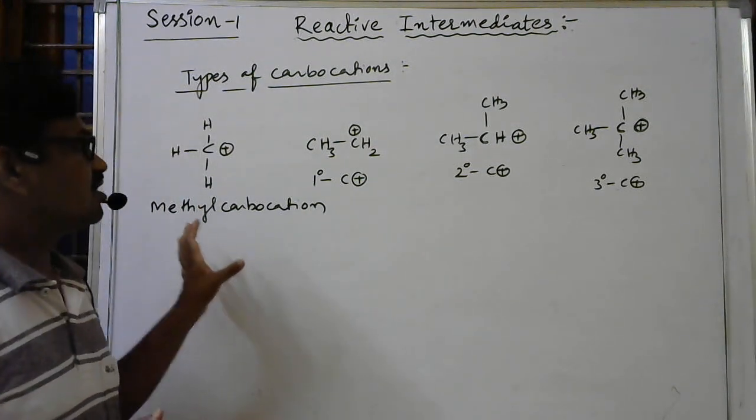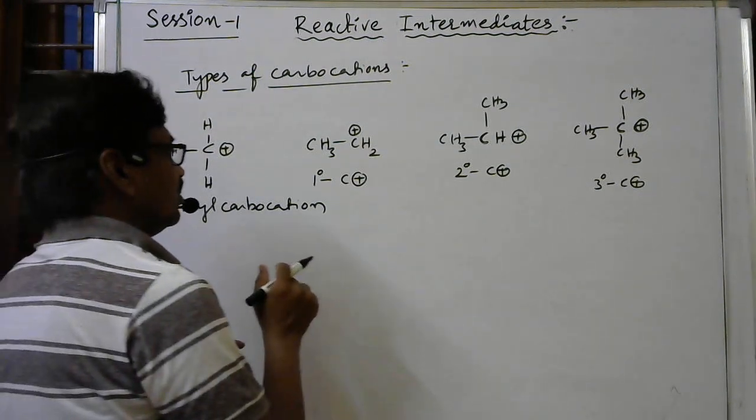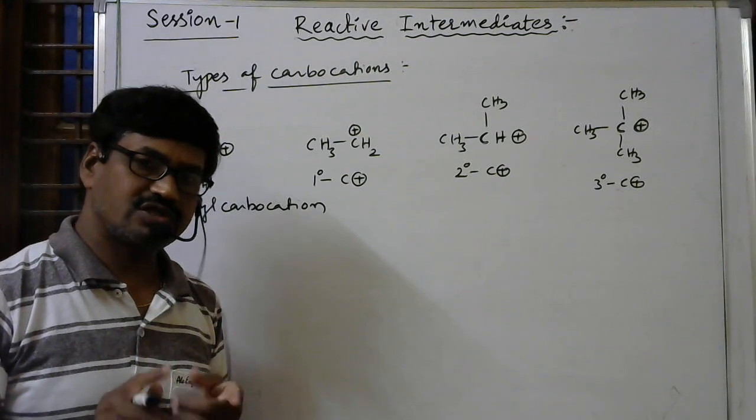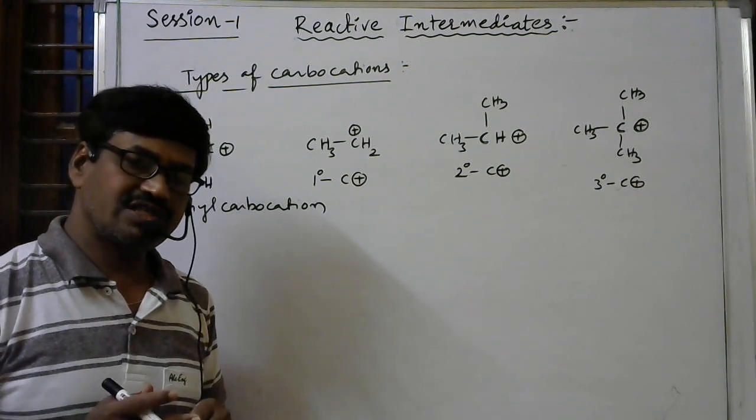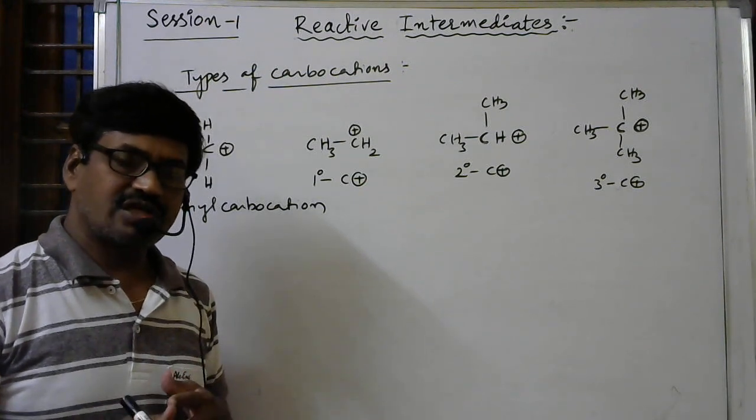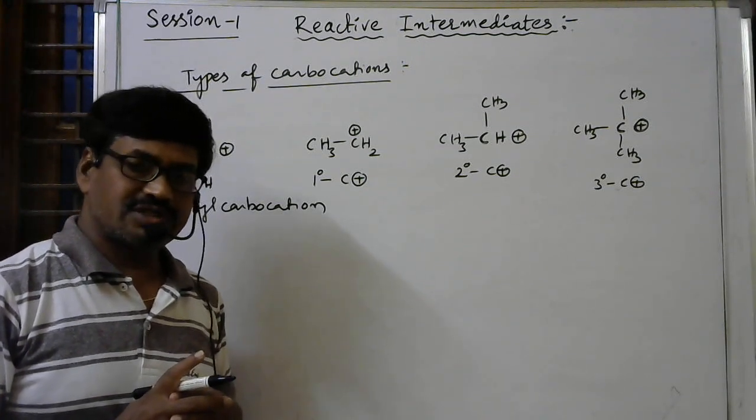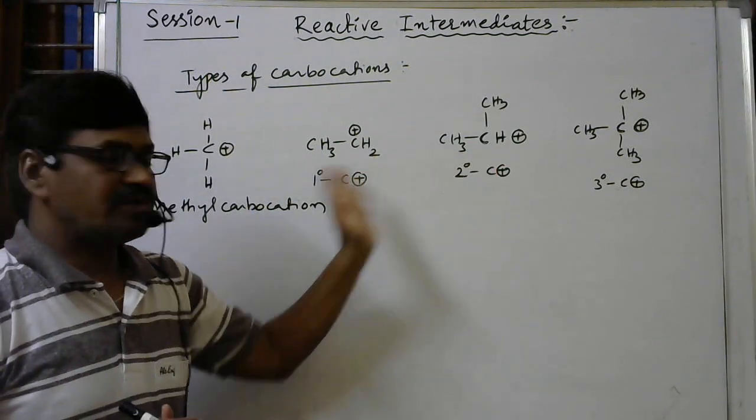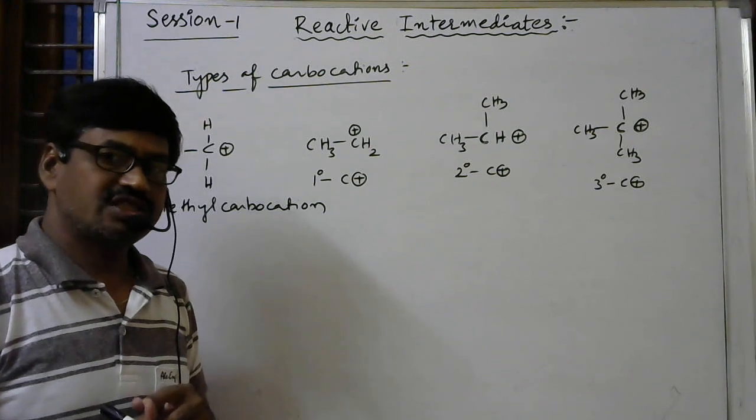First, we'll discuss the stability of these carbocations. Here we have to consider, as in previous sessions we have discussed, inductive effect and electron displacement effects. Among those, inductive effect and hyperconjugation effect we have to consider here, not resonance effect. Resonance effect is only for compounds with conjugation, meaning alternate single and double bonds must be there. Otherwise it does not participate in resonance. Here there is no pi bond, so we consider one is inductive effect, the other is hyperconjugation effect.